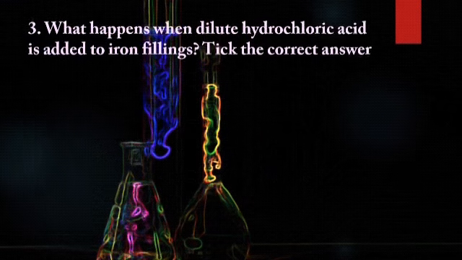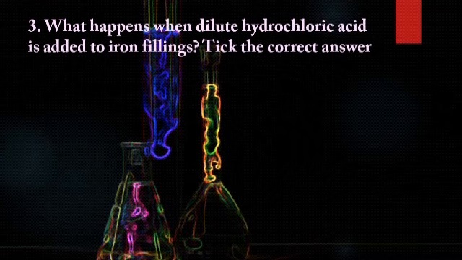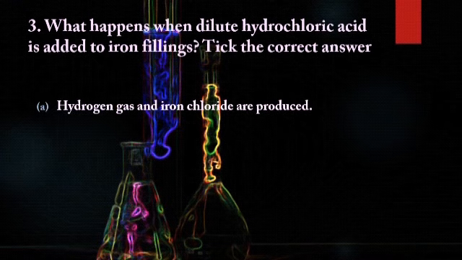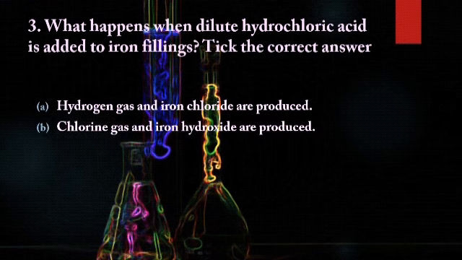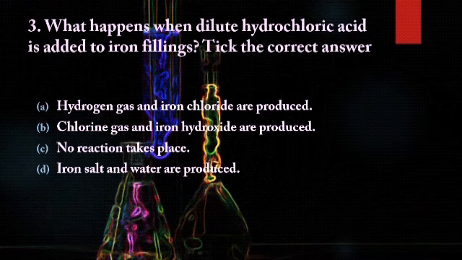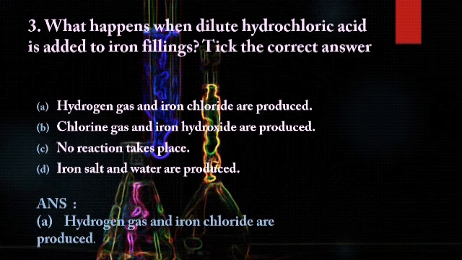The third question is, what happens when dilute hydrochloric acid is added to iron filings? Tick the correct answer. The options are: option A, hydrogen gas and iron chloride are produced; option B, chlorine gas and iron hydroxide are produced; option C, no reaction takes place; and option D, iron salt and water are produced. The correct answer is hydrogen gas and iron chloride are produced.